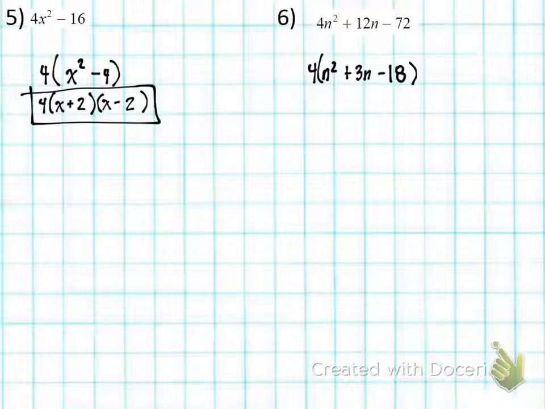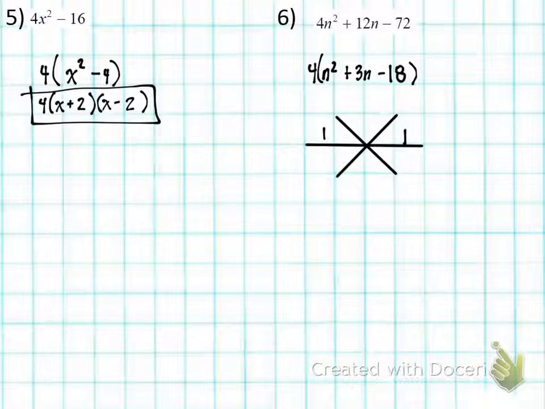Can we do difference of squares? Can we try Xbox? Yeah. Let's try Xbox. Here we go. So we're going to put our Xbox down, like so, and put our numbers in. 1, 1. 1 times negative 18 is negative 18, adds up to positive 3. What times what is going to be equal to negative 18 but adds up to positive 3? Nope. Positive 6 and... Good.